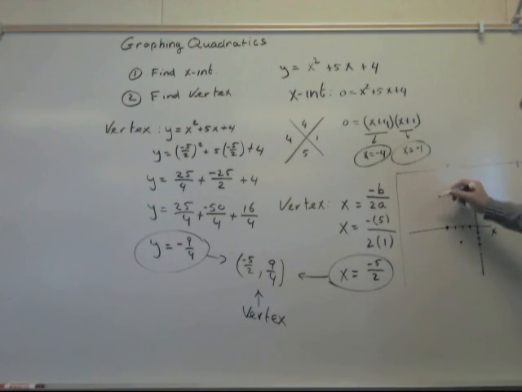And now you just sketch your parabola through those points, where the lowest point here is the vertex. And let's just keep going. And that's how you make a sketch of a parabola using the x-intercepts and the vertex.